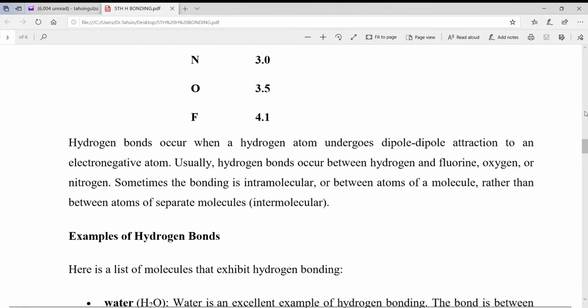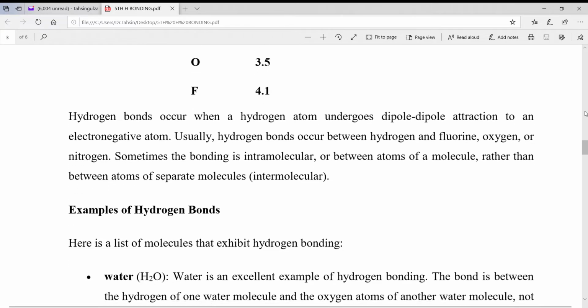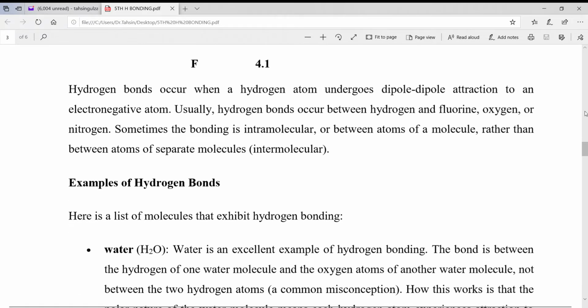Now there are two types of hydrogen bonding. One I told you, intramolecular, and another is intermolecular bonding. When it is between atoms of a molecule, this is intramolecular hydrogen bonding. And when two different molecules are involved in hydrogen bonding, then this is intermolecular, and it is commonly observed in water.